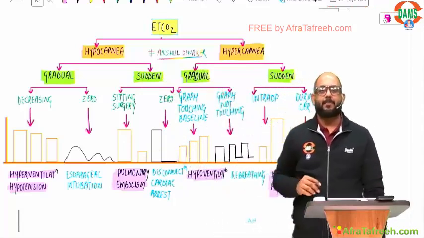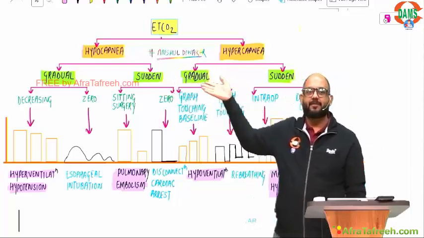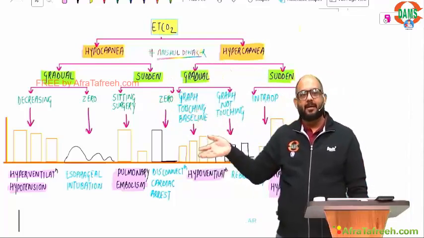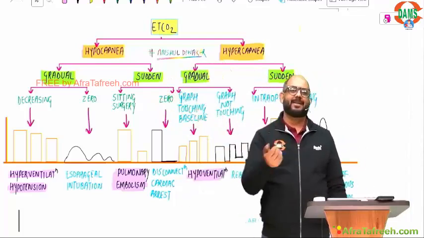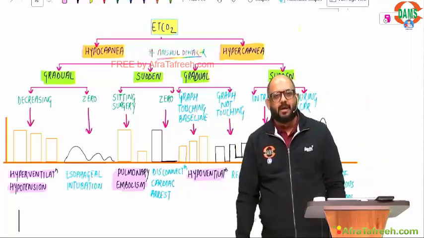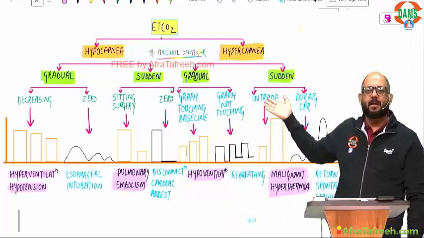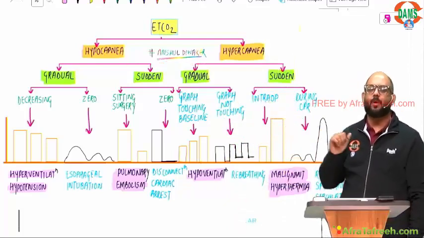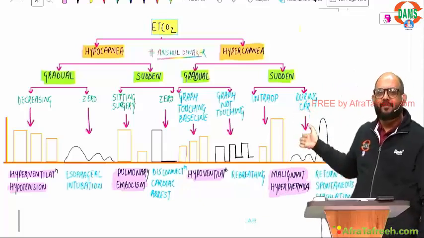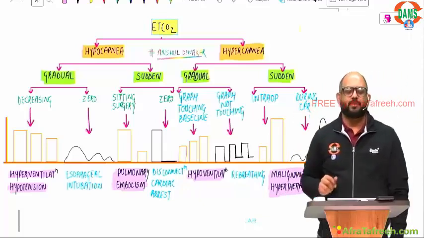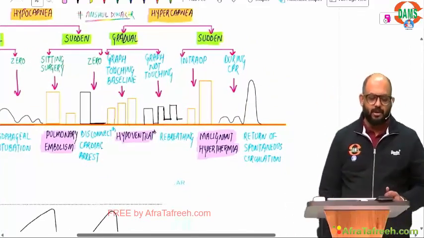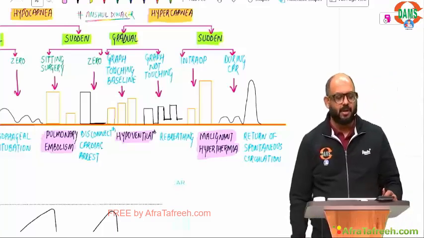If there is hypercapnia, ask yourself whether it is developing gradually or suddenly. If it is gradual hypercapnia and the graph still touches the baseline, mostly it is hypoventilation. If the graph is not touching the baseline, think of all the reasons for rebreathing. If there is sudden hypercapnia seen intraoperatively, it points towards a complication called malignant hyperthermia. If it is during CPR, then it points towards ROSC, return of spontaneous circulation.